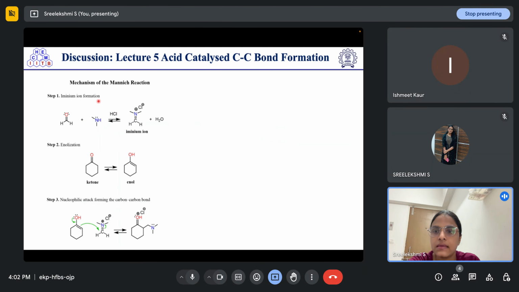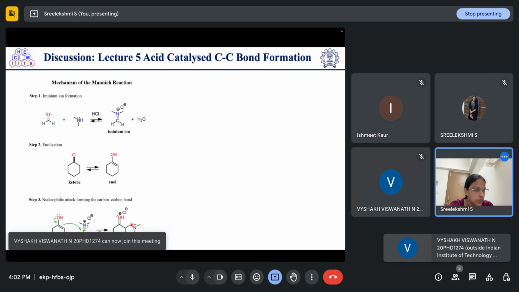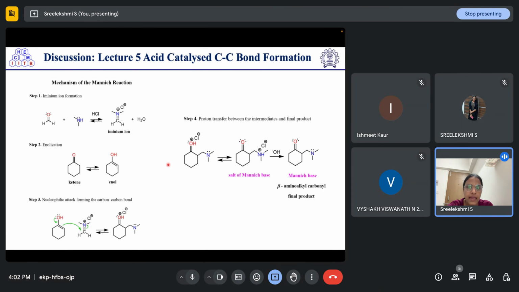The mechanism of this reaction is, first, this formaldehyde and our amine, preferably a secondary amine, in the presence of acid will form this iminium ion, and parallelly the ketone in the presence of base or acid can form this enol. Then this enol will attack on this carbon. This nucleophilic attack will take place to form this carbon-carbon bond, and then proton transfer from this oxonium ion to this nitrogen will take place to form the salt of this Mannich base, and then this OH minus will take up this extra proton, which will form this beta amino alkyl carbonyl, which is the final product, and that we call a Mannich base.